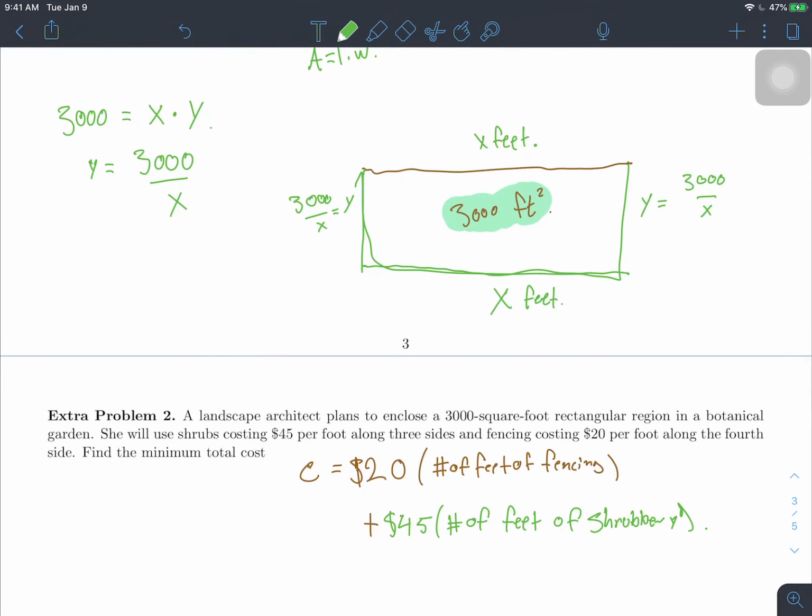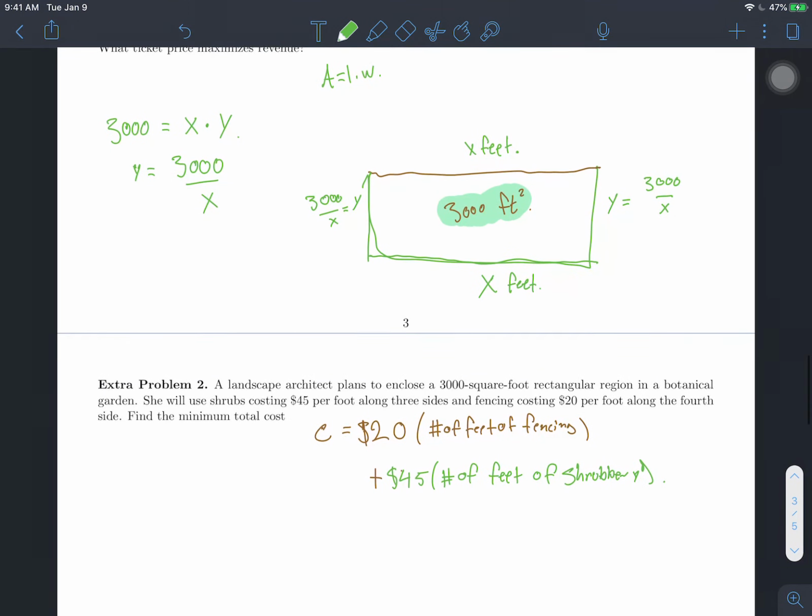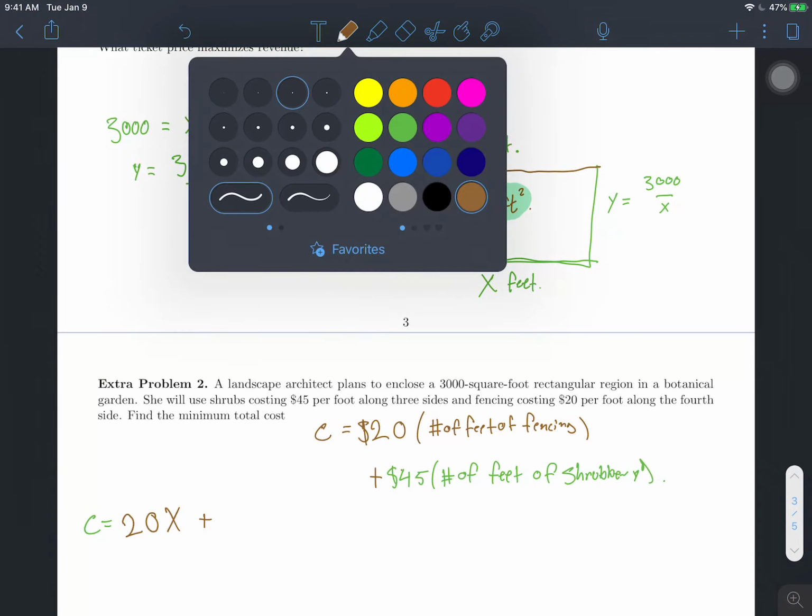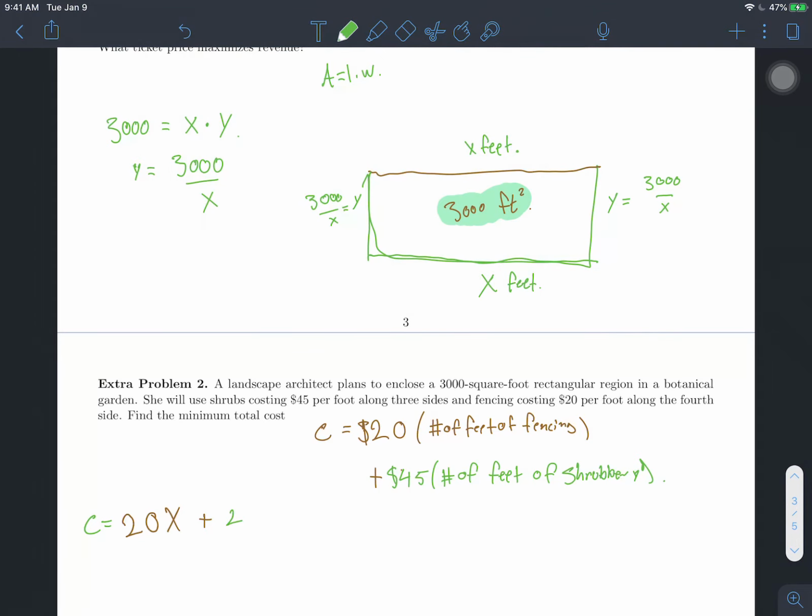So now I can put together my cost function as a function of one variable. It's going to be C is going to be equal to $20 times the number of feet of fencing. How many feet of fencing do we have in this picture? X feet plus 45 times, what is the number of feet of shrubbery which I have?